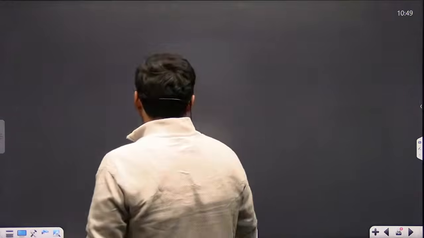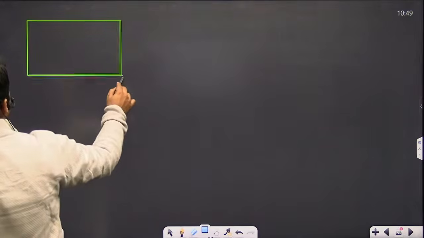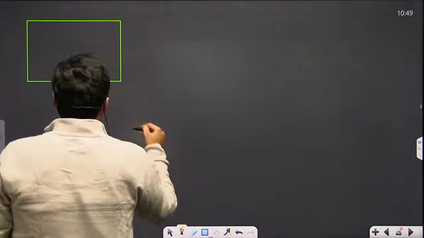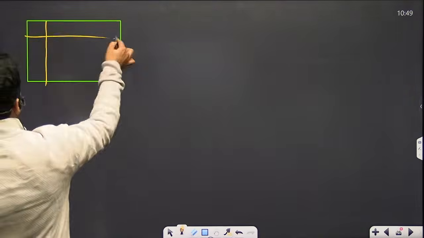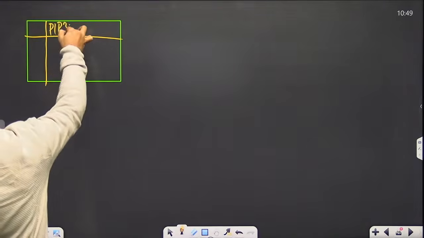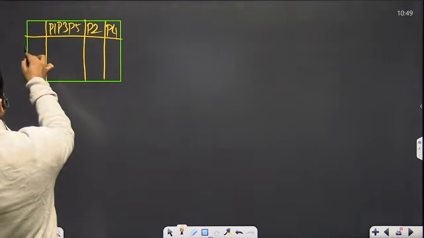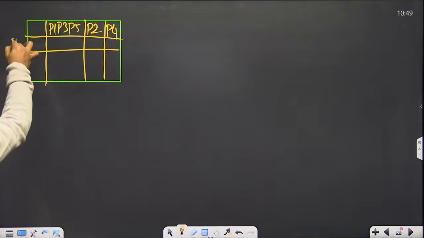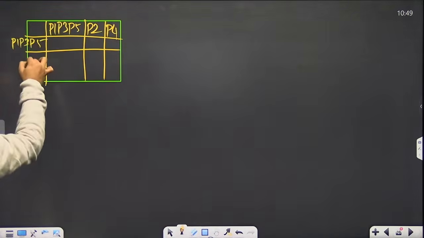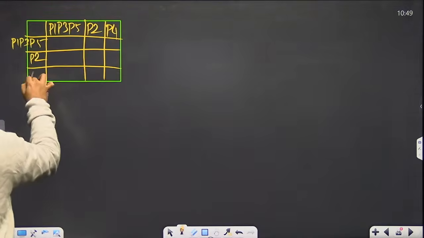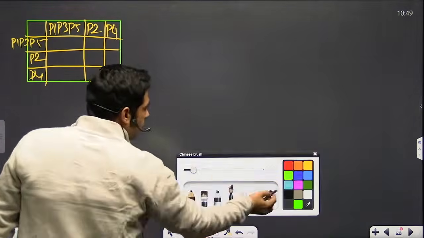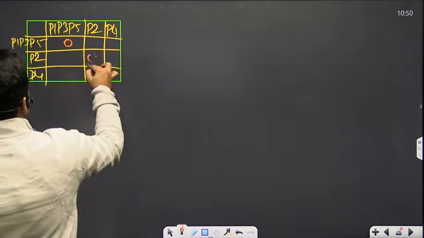So in the next iteration, what I'll do is I would be clubbing P1 with P3 and P5. Okay, then I would have P2 and here I would have P4. Similarly here also P1 with P3 and P5, here I have P2 and here I have P4. Okay, and the distances here are 0 0 0.